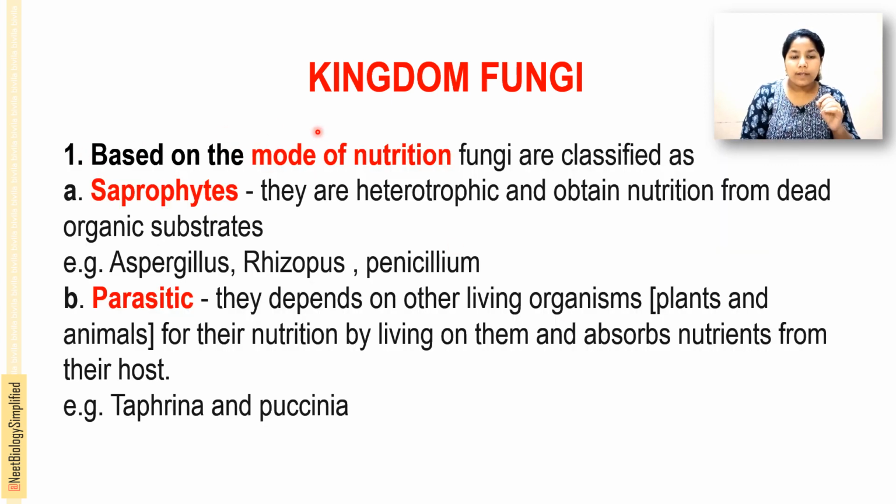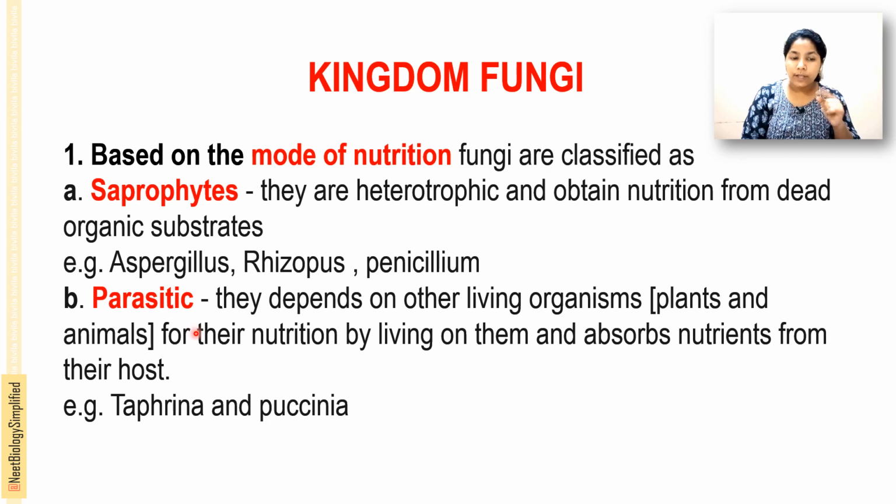Based on the mode of nutrition, the first one is the saprophytes. They are heterotrophic. They cannot prepare their own food but depend on other organisms, and obtain nutrients mainly from dead organic substrate. Examples are Aspergillus, Rhizopus and Penicillium. The parasitic ones depend on other living organisms, plants and animals, for their nutrition by living on them and absorbing nutrients from their host.